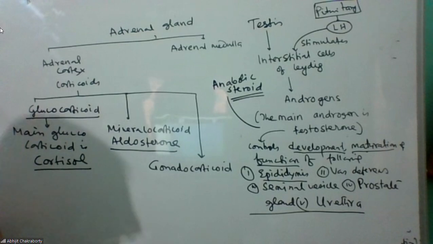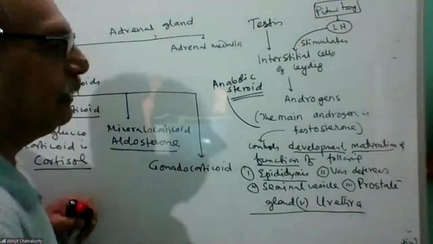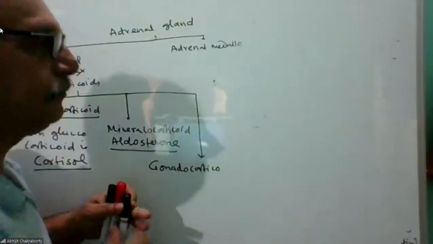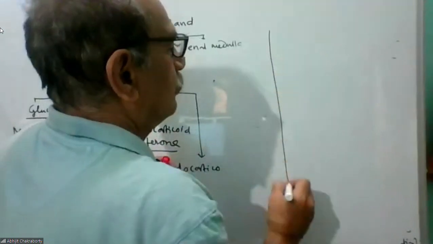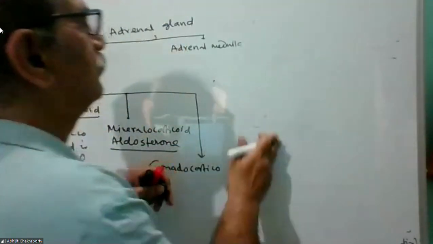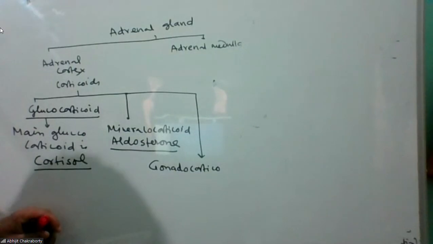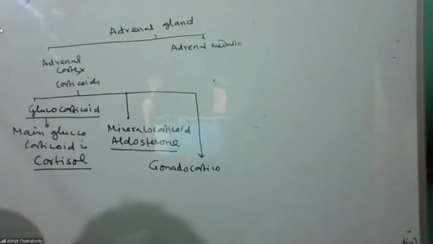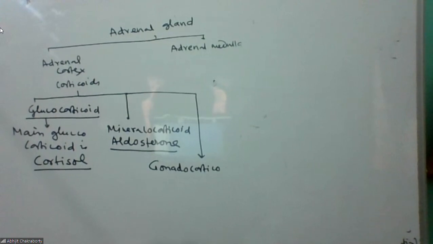Now you see, as I told you earlier, in the adrenal cortex, the main gonadocorticoids, those that are secreted, include estrogen, progesterone, testosterone, androgens. All these are secreted from the gonadocorticoids. Are you getting me? Yes, sir.